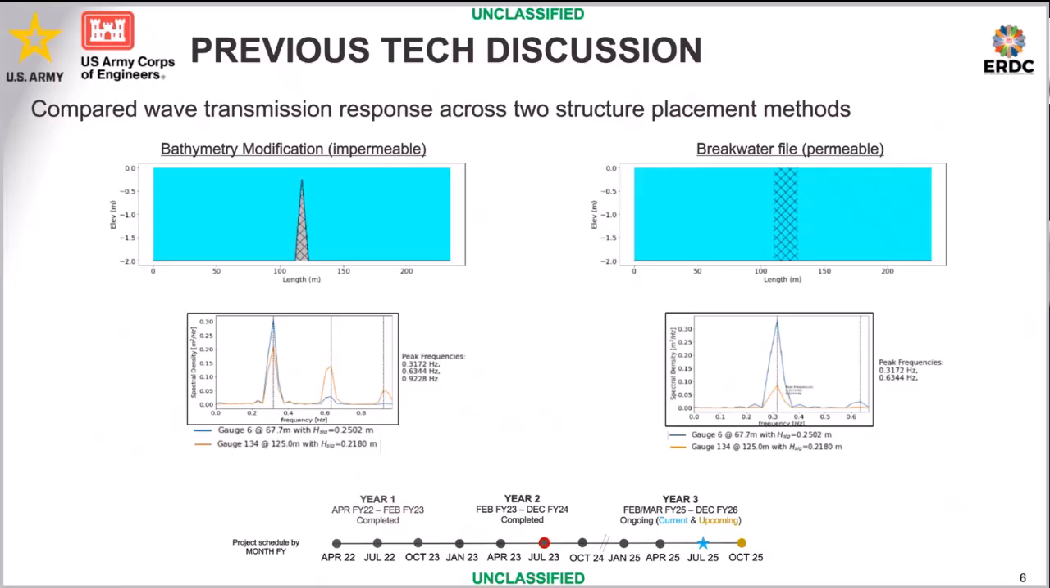Now, the differences are shown in the spectra, which are underneath each of those plots, so the bottom row there. In the spectra, blue is a gauge before the structure, and orange is a gauge after the structure, so behind it.